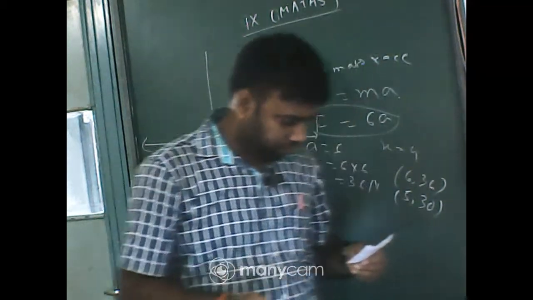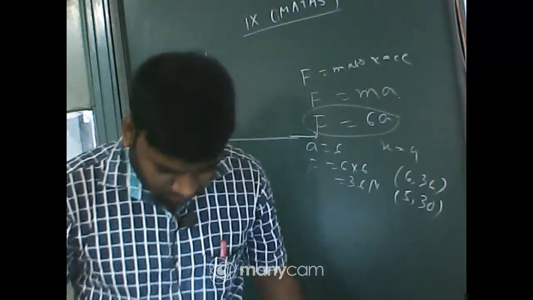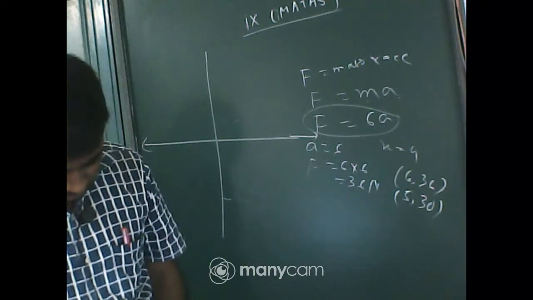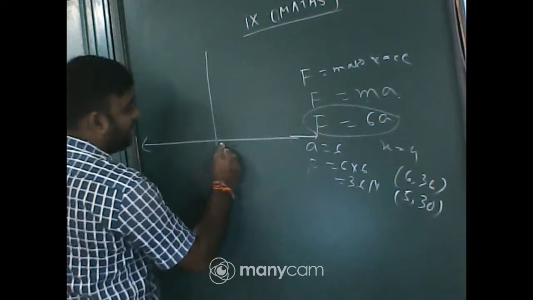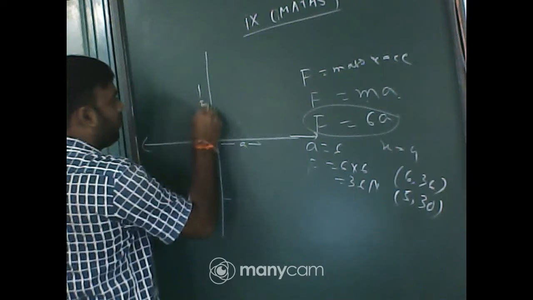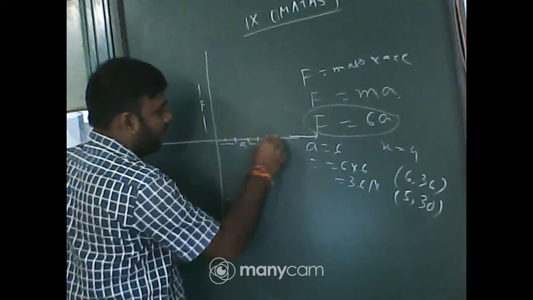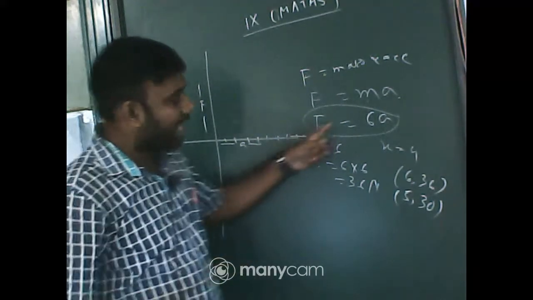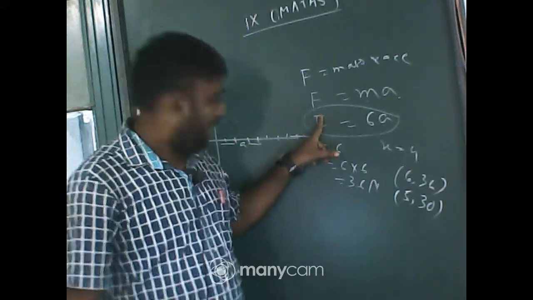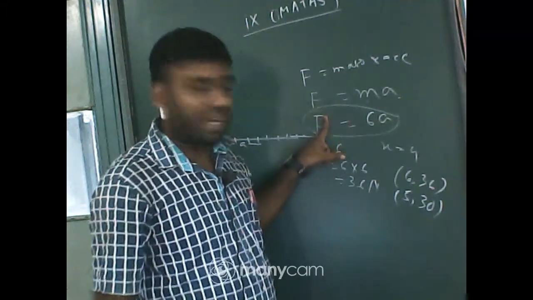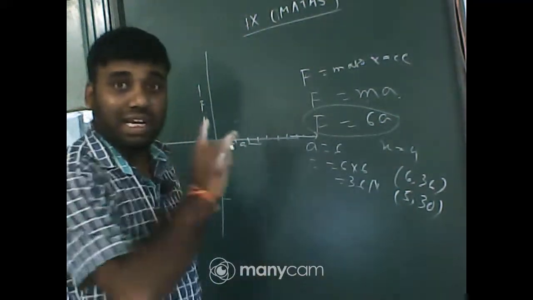It is acceleration, and it is force. Just this side 1, 2, 3, 4, 5, 6, 7, 8. First of all, it is a linear equation. Why is it a linear equation? Because there is no power on F and no power on A. So that's why it's a linear equation.